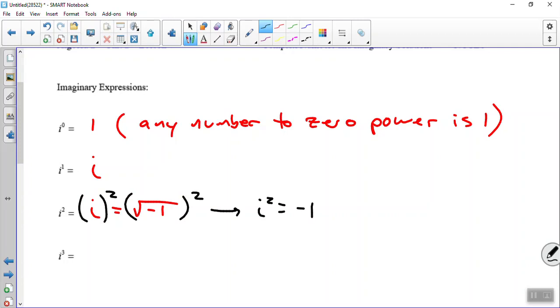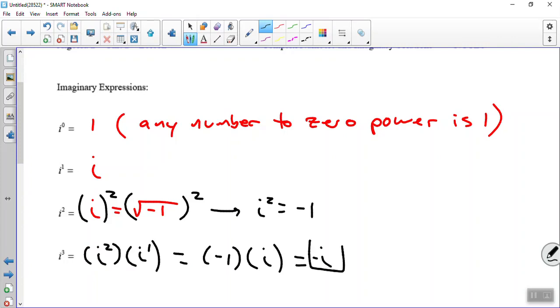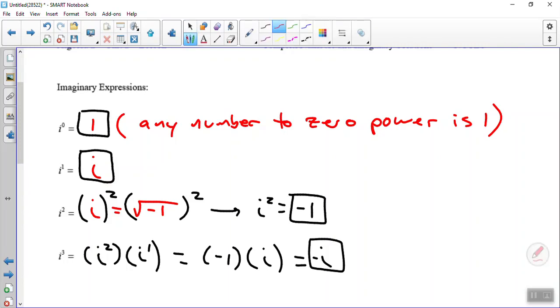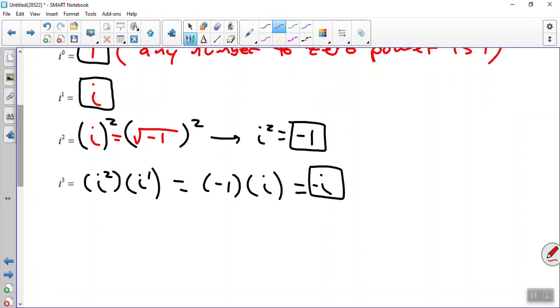i to the third. This is a little trickier, but we're going to use some properties of exponents to show this. So i to the third is the same as i squared times i to the first. Well, i squared is negative 1. i to the first was i. So i to the third is negative i. These are very important to remember. You're going to use these to solve any problem like this. So these you absolutely have to remember.